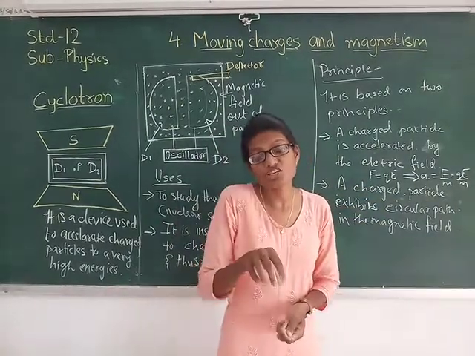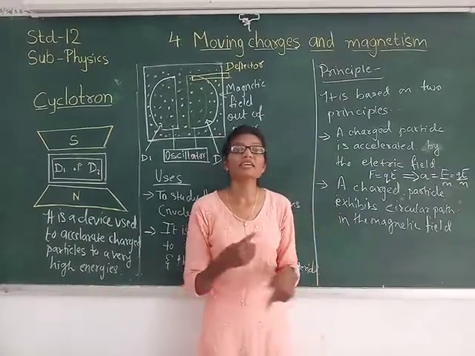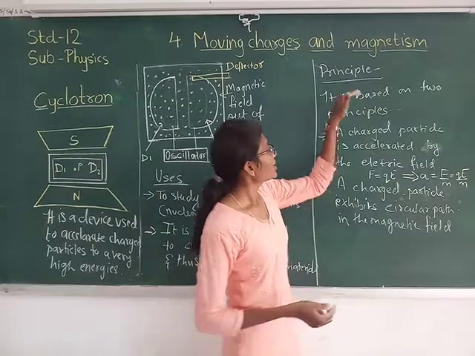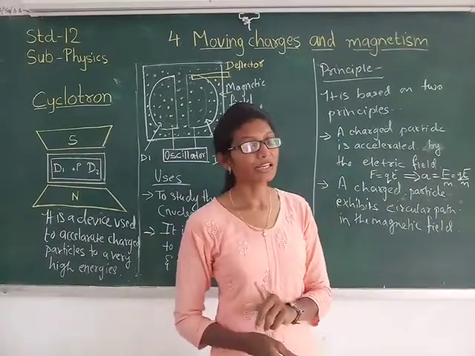But here the second point: why are we using the magnetic field? Because when the moving charged particle is put in the magnetic field region, it exhibits a circular path. So it is based on these two principles. We require the electric field as well as the magnetic field.